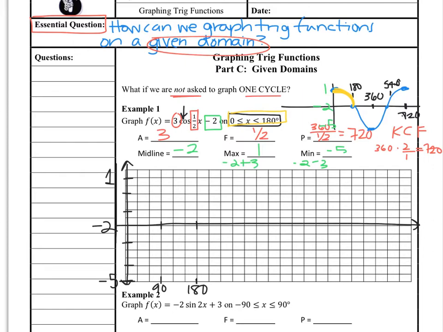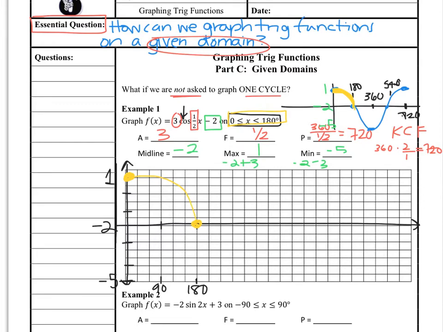So again, all we're graphing is this yellow portion here. I see that at 0, I'm starting at the maximum because it's a cosine curve. And at 180, I'm hitting my shift line or the midline. There's nothing really happening at 90 that I have to plot. And so this is all that I have.